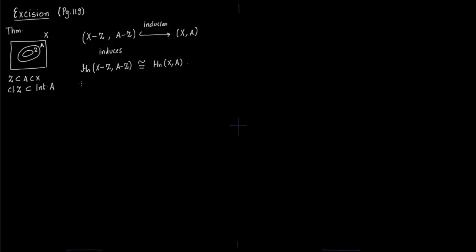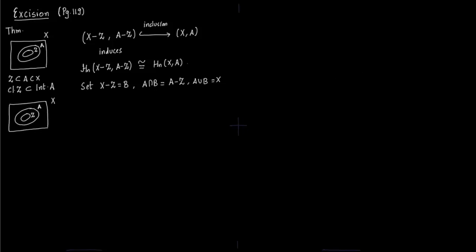Now another variant of this theorem is you set X minus Z as B, and this would immediately imply that A intersection B is A minus Z and A union B is X. You can see this in a diagram here. So A and B cover X. So you have X, you have a subspace A, you have a subspace Z.